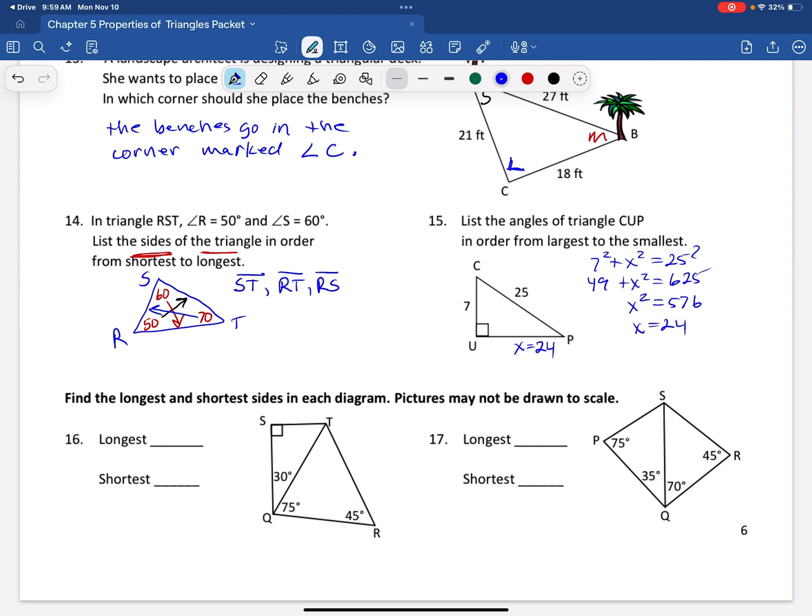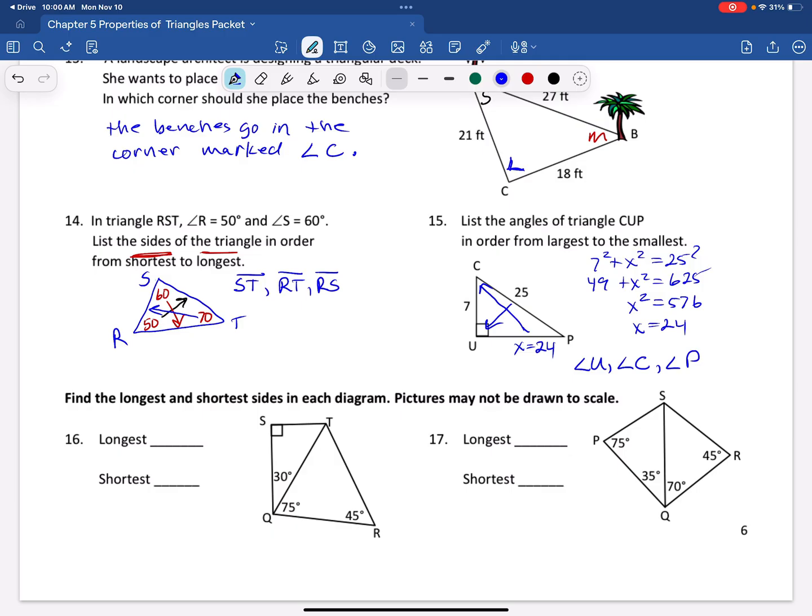So list the angles in order. So the largest angle is going to be the 90 because it's opposite the 25. So we're going to have angle U. And then the 24 is opposite C. So this is going to be angle C, then which leads angle P is the smallest.